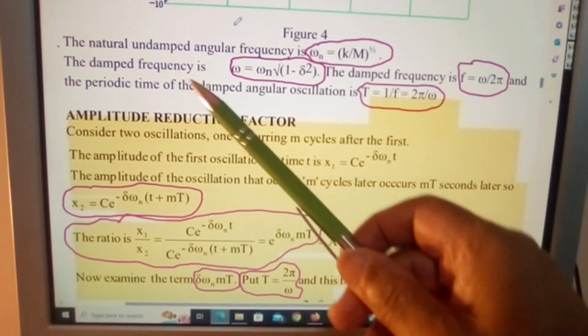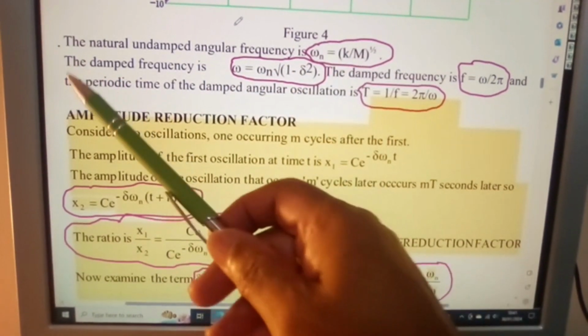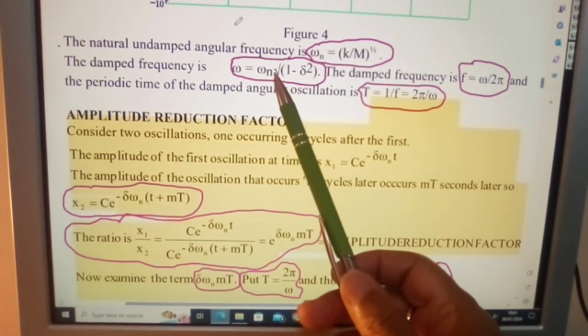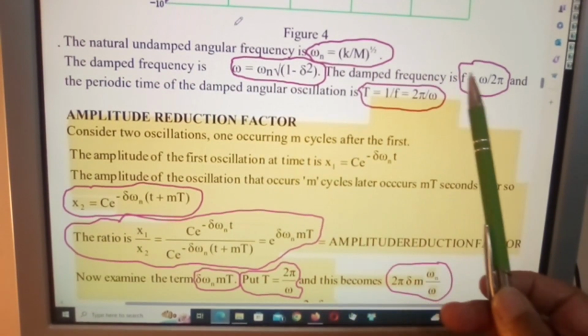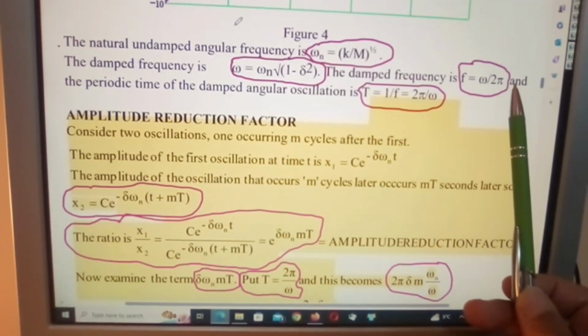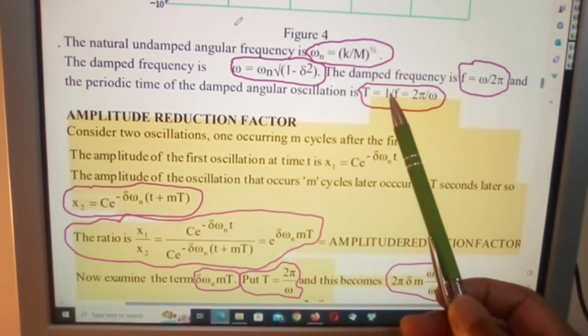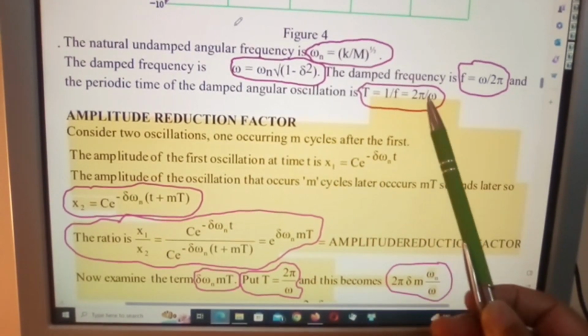The natural undamped angular frequency, the damped frequency is f equals omega over 2 pi, and the periodic time of the damped angular oscillation is t equals 1 over f equals 2 pi over omega.